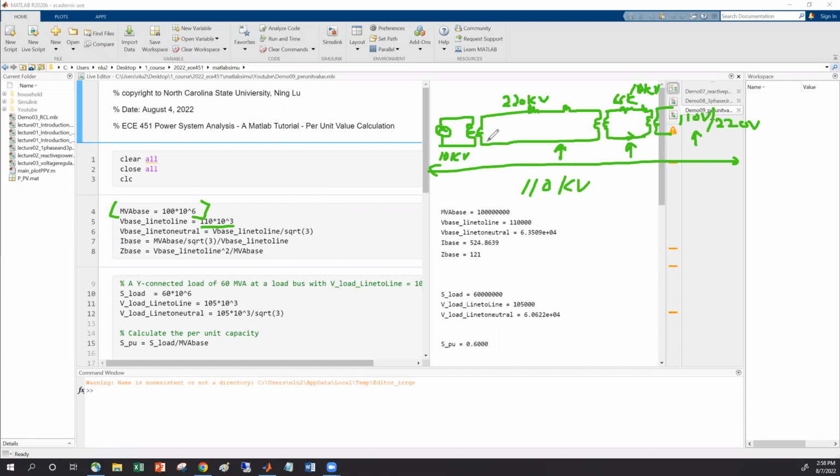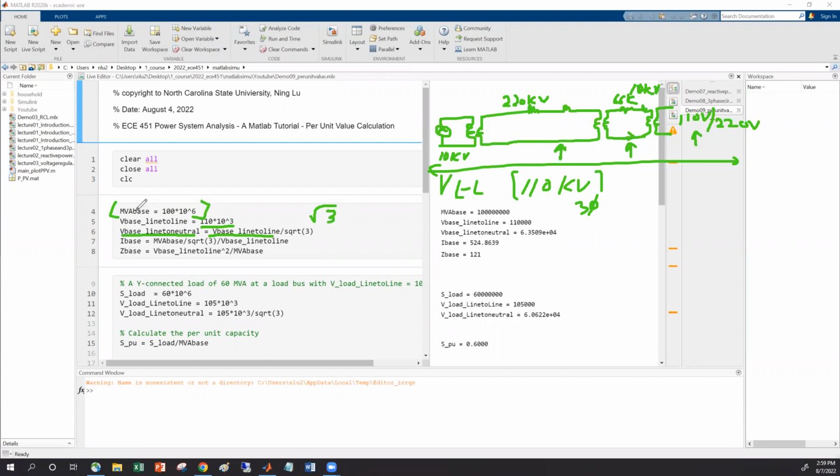So usually in a power grid, we know that they are three-phase systems. So when we say the voltage at this level is 110, this means the line-to-line voltage, okay? So this is a VLL. If we want to calculate the voltage base for line to neutral, then we need to use this voltage divided by square root of 3.